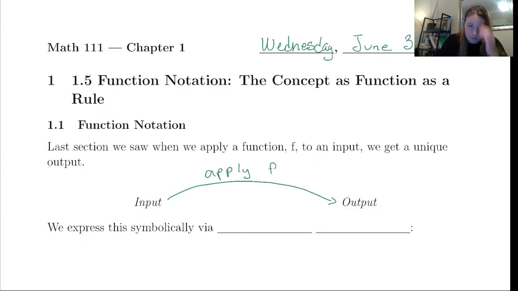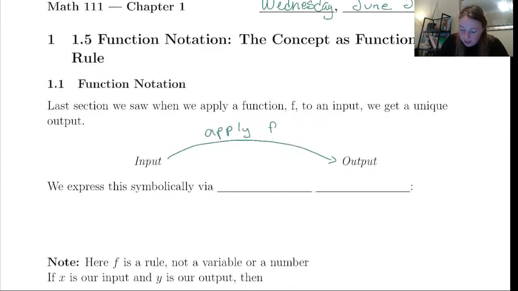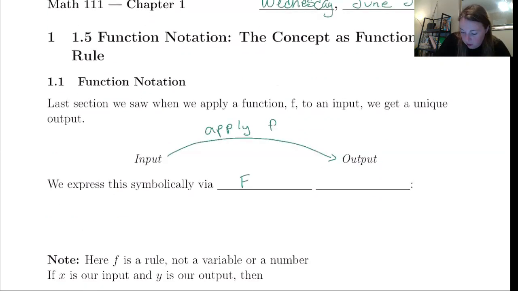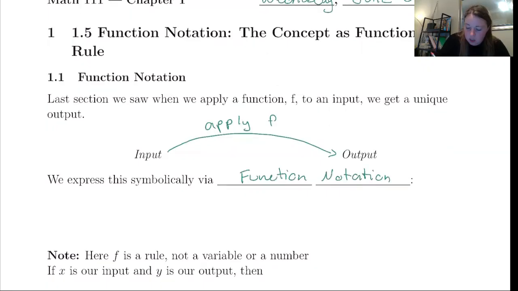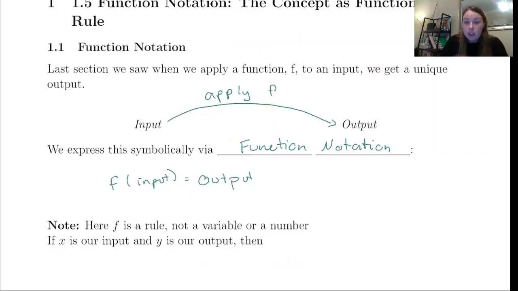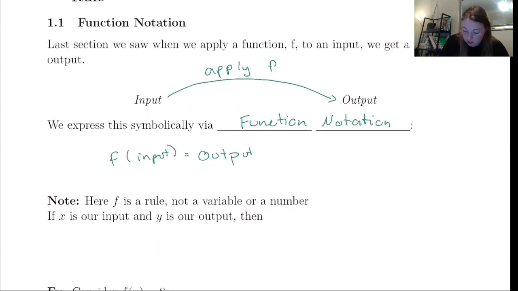And f is our function, right? So we can express this symbolically via what is called function notation. And that looks like f, and then parentheses, and I would say "of input equals output." Okay, so f of input equals output. Here, f is a rule, not a variable or a number. So this is not multiplication, right?